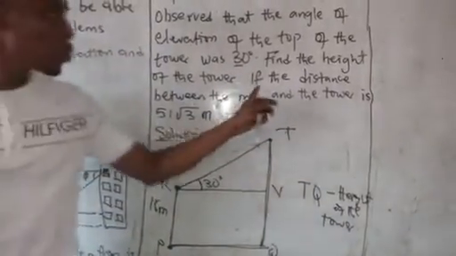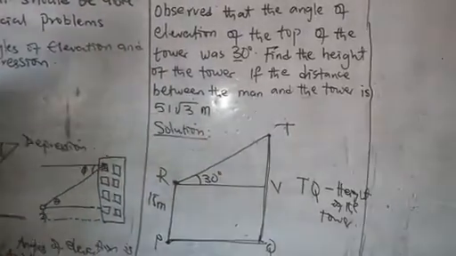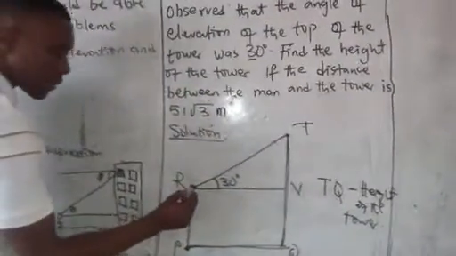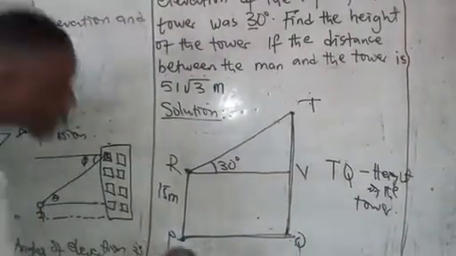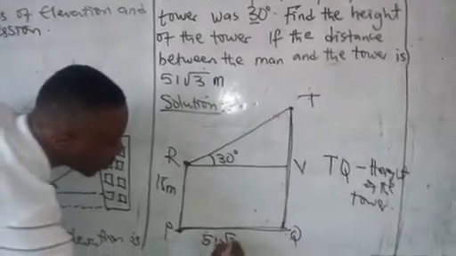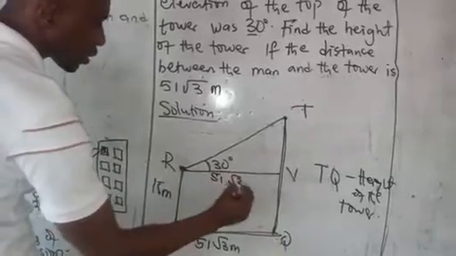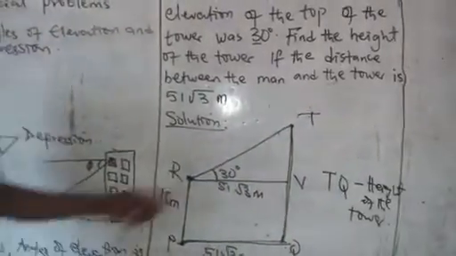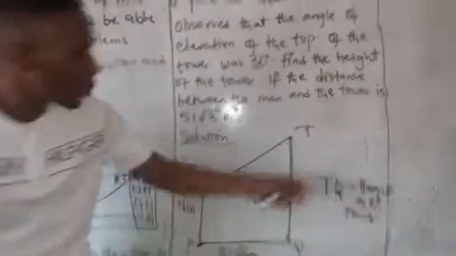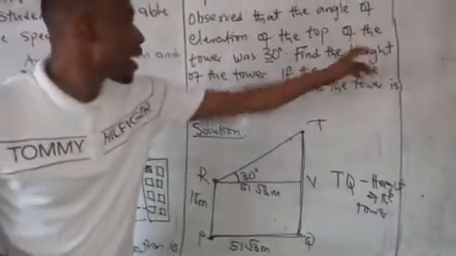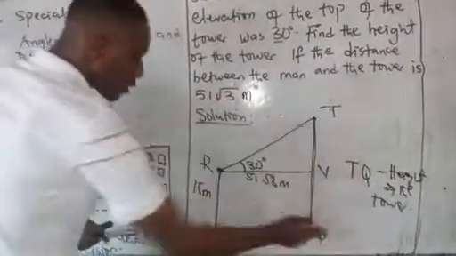Now, you're also being told that the distance between the man and the tower is 51√3 meters. So from the man to the tower, on this horizontal ground, is 51√3 meters. Therefore, let's resolve and find what we are looking for. The question says find the height of the tower. So find TQ.